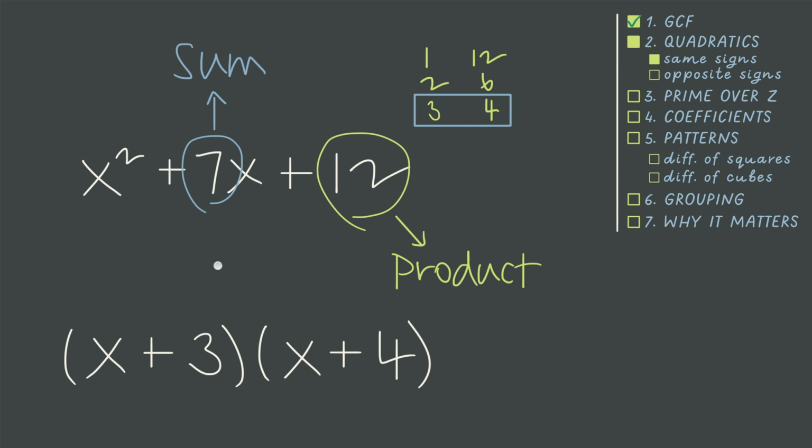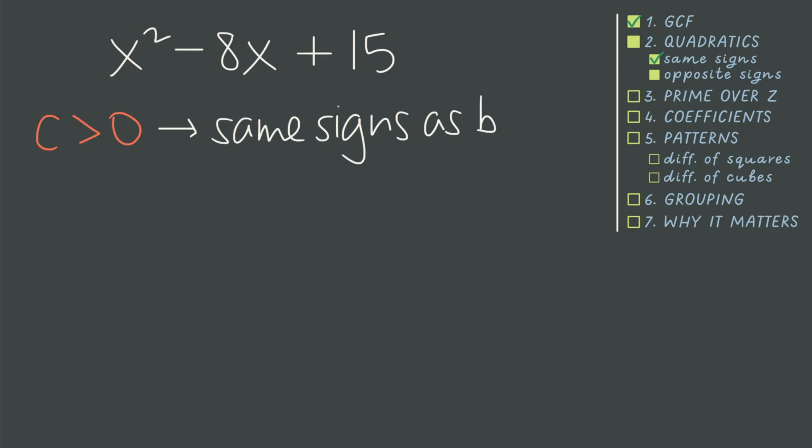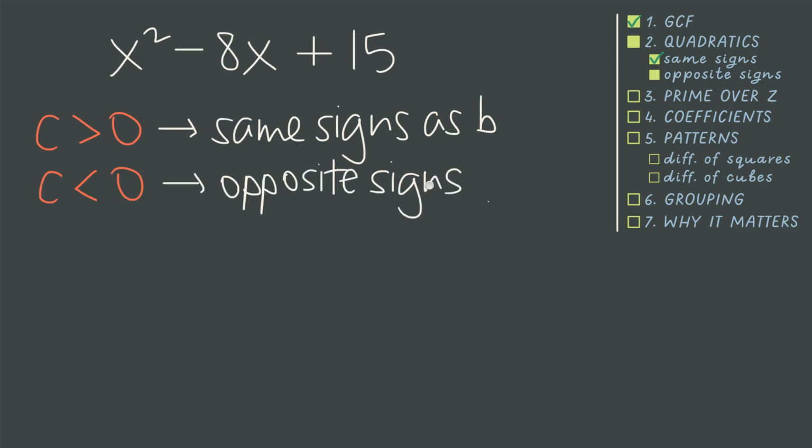This is the process we follow when the signs in our quadratic are the same. But when we have opposite signs, like we do here, we have a minus 8x and a plus 15, so we have opposite signs, our process is a little different. We have to look at the sign on c, which is the constant term here at the end of the quadratic. When c is greater than 0, our factors are going to have the same signs as b, where b is the coefficient on this middle x term here. When c is less than 0, our factors are going to have opposite signs.